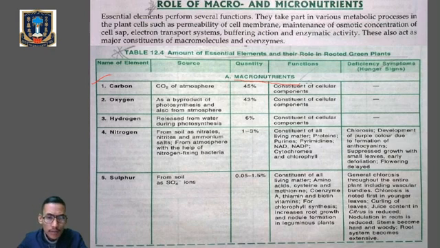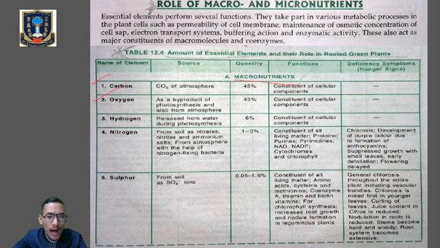Clear? Number 2 is oxygen. Source of oxygen: it is obtained as a byproduct of photosynthesis and also obtained from the atmosphere. So the main source of oxygen is the process of photosynthesis, and it is also obtained from the atmosphere. The quantity is nearly 43%, and the function is also that it is a chief constituent of cellular components.